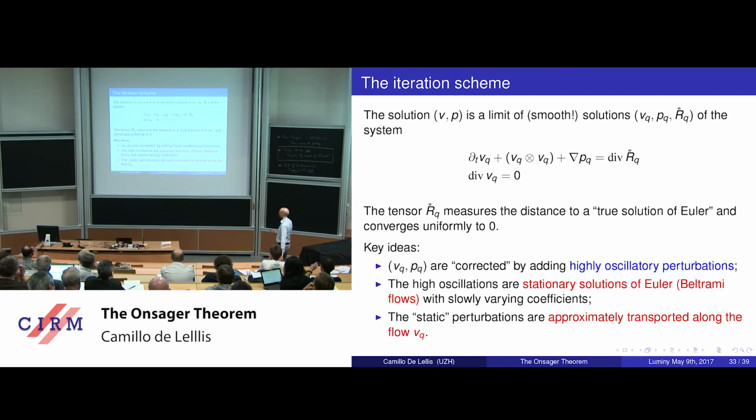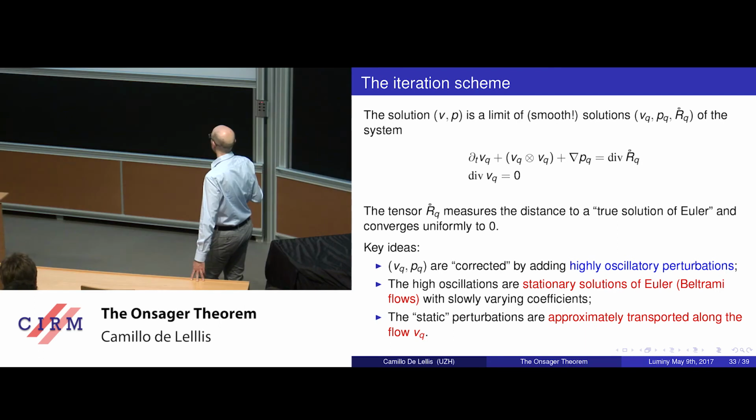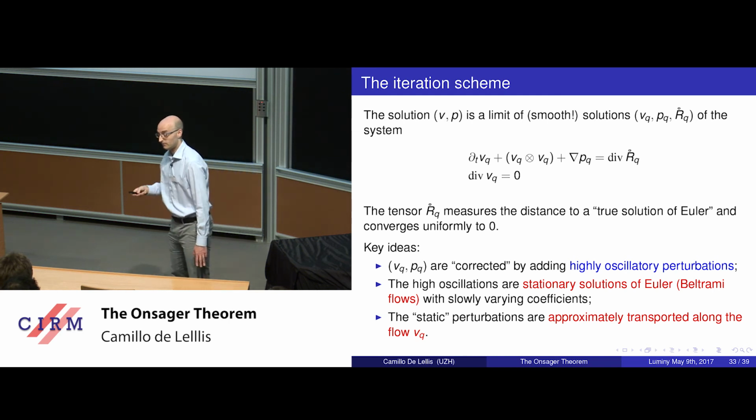Okay, so now back to the Euler equations and the iteration. I'm just repeating a slide which I had before, because I want to go back to it in a few seconds. So I'm producing an iteration in which I solve this with smooth solutions, and the right-hand side is going down to 0. And just remember the key ideas. We are correcting by adding highly oscillatory perturbations. The high oscillations are stationary solutions of the Euler equations. They are Beltrami flows. And the perturbations are advected by the velocity VQ that we are trying to modify.